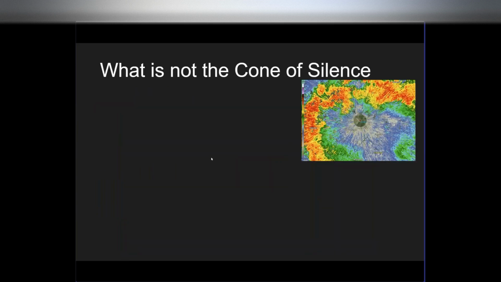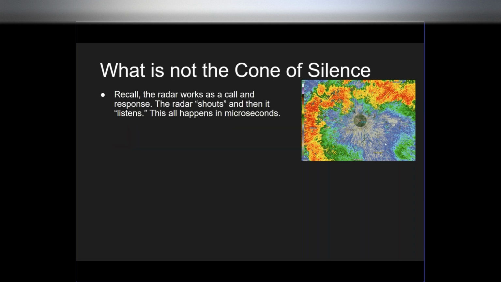So real quick, just for fun, what is not the cone of silence? Well, a lot of people think that this circle here around the radar is actually the cone of silence. And when you're looking at the plan view like this, that's not correct. So recall the radar works as a call and response. The radar basically shouts out its beam and then it listens. It's the Doppler part of the Doppler radar.